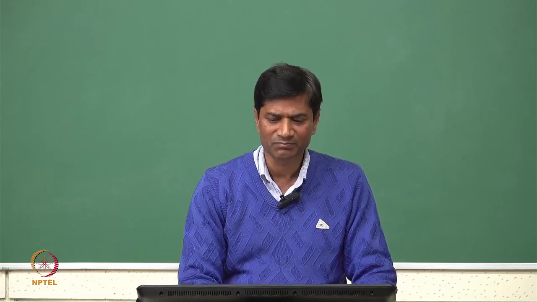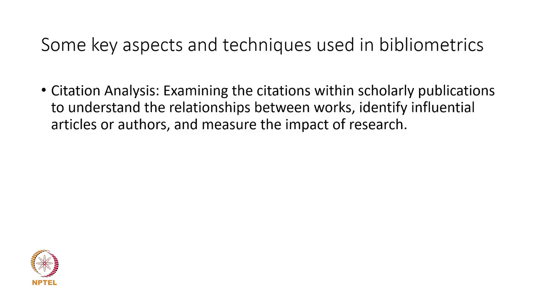Another aspect of bibliometrics is citation analysis. Citation analysis is examining the citations within a scholarly publication to understand the relationship between works, identify influential articles and authors, and measure the impact of the research.